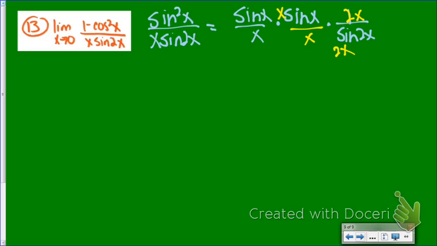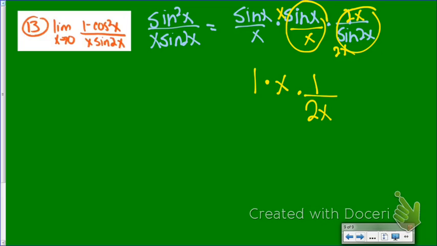So what's going to happen, I'm going to be left with a limit of 1 times x, because that limit is 1, times 1 over 2x, because that limit is 1. When I work that all out, my x's are going to cancel out, and I'm going to be left with just my value, which is 1/2. Okay, so that's the last new thing about limits before your next test. So just be familiar with those special trig limits because they can help you out when you keep getting some indeterminate forms.